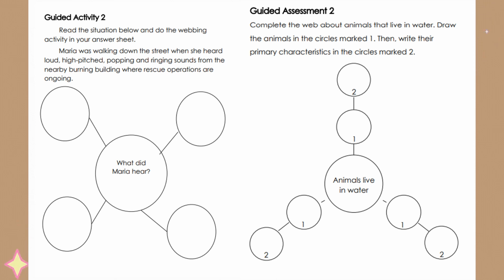For guided assessment 2, complete the web about animals that live in water. Draw the animals in the circles marked 1, then write their primary characteristics in the circles marked 2. You have to give examples of animals that live in water. For circles that have numbers 1, you have to draw that animal. And then for circles that have numbers 2, you have to write the primary characteristic of the animal that you draw.